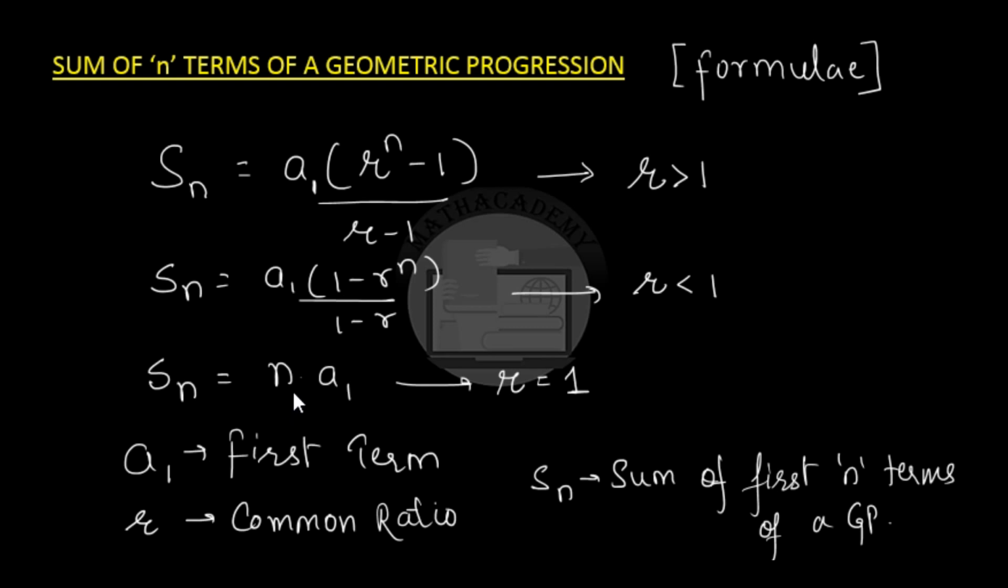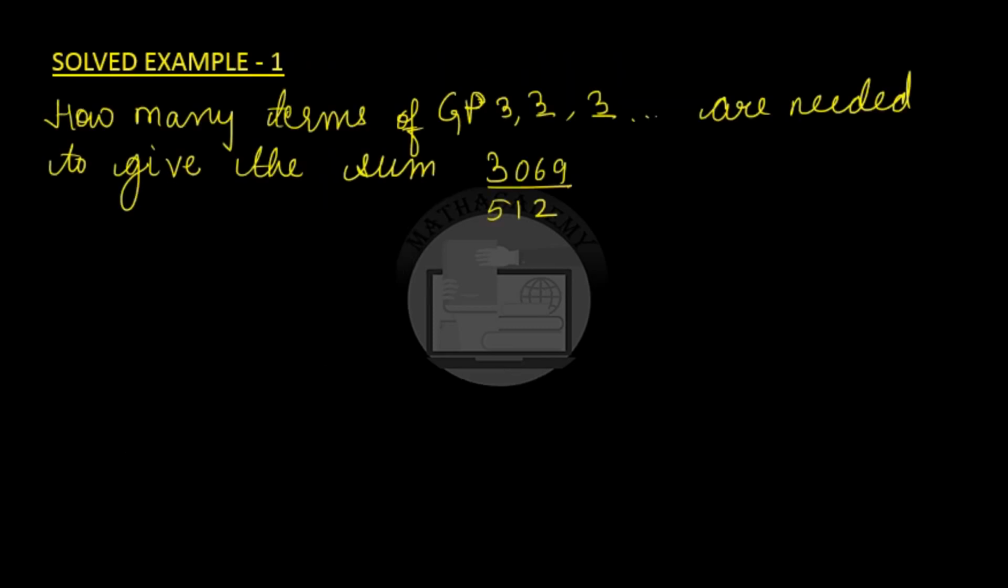Now let us see some questions based on this. Example 1: how many terms of the GP 3 by 2, 3 by 4 and so on are needed to give the sum 3069 over 512?